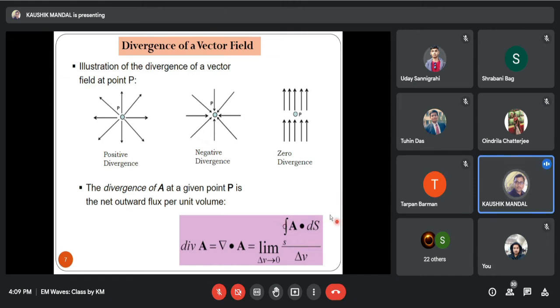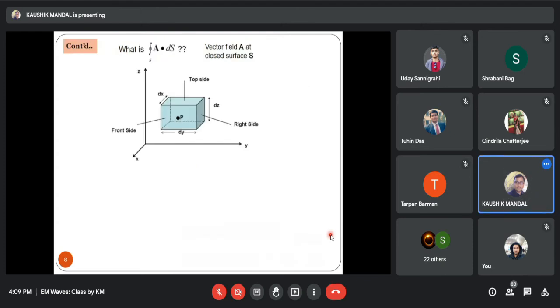So the question is, what is this particular A dot ds, and how can we find it? To understand this point, once again we are considering a Cartesian coordinate system with a cuboid. In the middle of this cuboid we consider the point P, and the corresponding incremental lengths are dx, dy, and dz. We consider this small volume where del V tends to 0.